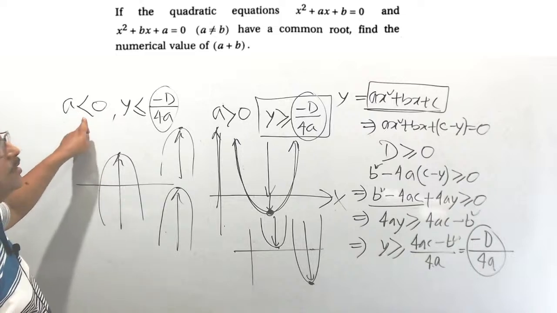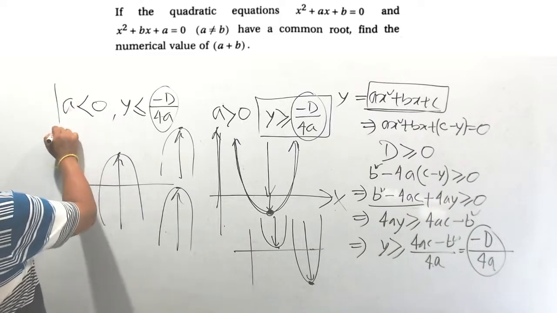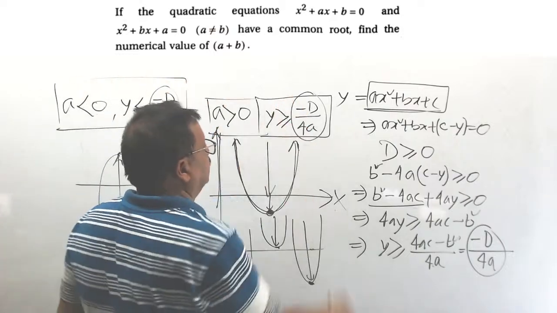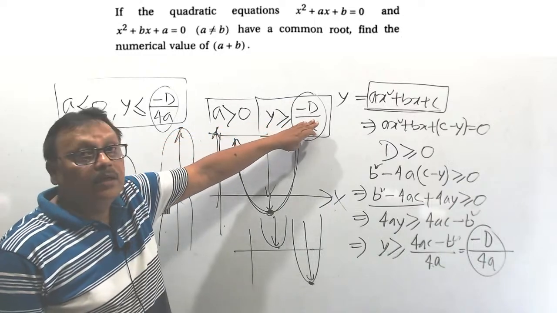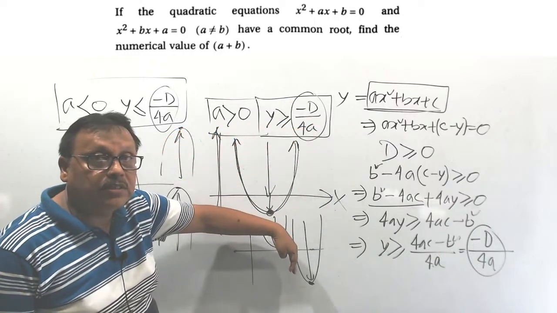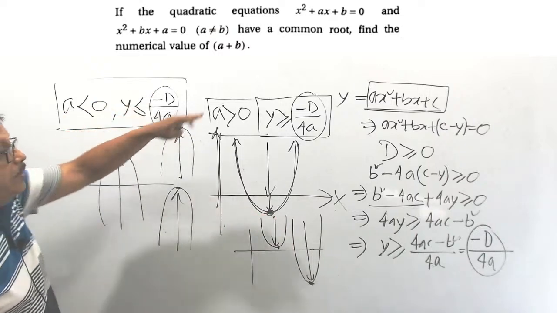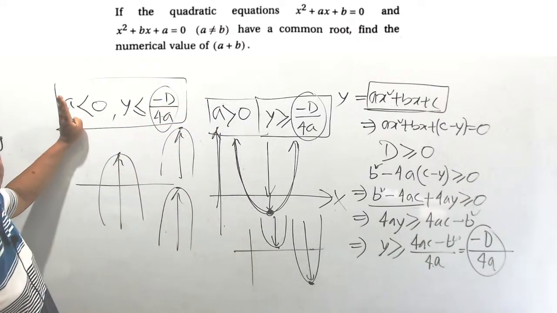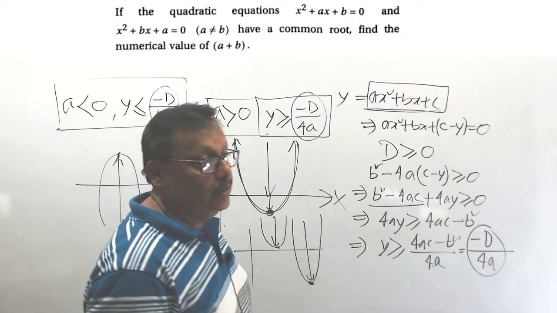When a is less than 0, you have to follow these two conditions. Remember these two conditions. When a is greater than 0, then y will have a minimum value, and the graph goes upwards. When a is less than 0, after calculation you will get the same procedure, assuming a less than 0. You have to remember this: minus d by 4a.